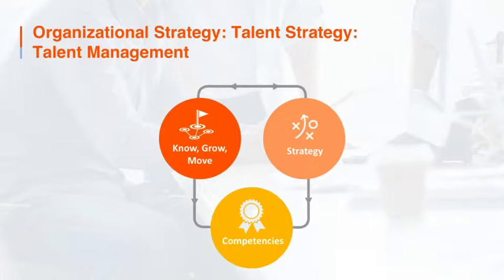So know, grow, and move all by itself, or talent management all by itself, will get you talent moving in the organization. Linking it to the organizational strategy is how you know, grow, and move the right type of talent for your organization to achieve its strategy. When you start to codify that type of talent, when you start to articulate what that talent looks like, the specific type of talent that is needed and required for your organization to achieve its strategy, that is a competency model.